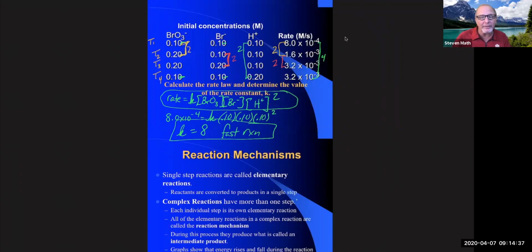The way we would say this is, this reaction is second order with respect to H plus, first order with respect to Br minus, first order with respect to BrO3, and it's going to be fourth order overall. This is how you do rate law calculations.